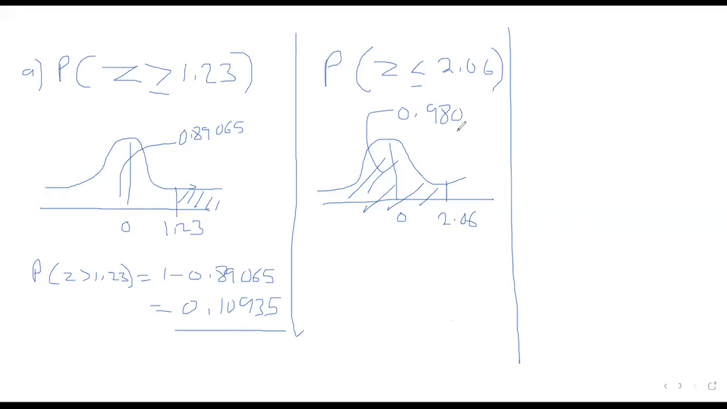0.9803. So in this case, I'm not going to subtract from 1 because that is a big chunk. This is a big area. So here we're going to have 0.9803. Subtracting.